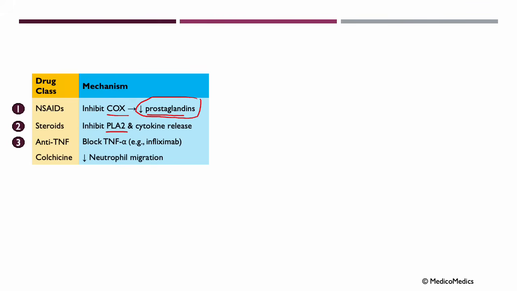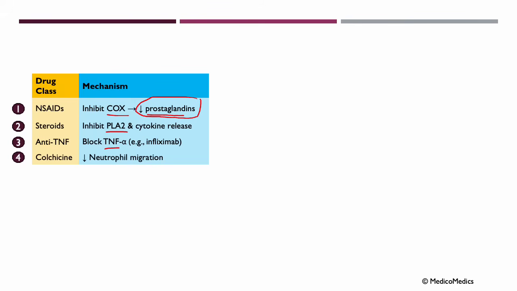Then we have anti-tumor necrosis factor agents like infliximab. So they block tumor necrosis factor alpha, which is a key cytokine in chronic inflammation. And these drugs are used in diseases like rheumatoid arthritis, Crohn's disease, psoriasis, for example. And while they are very effective, they increase the risk of infections, particularly tuberculosis reactivation. So you have to make sure to screen the patients.